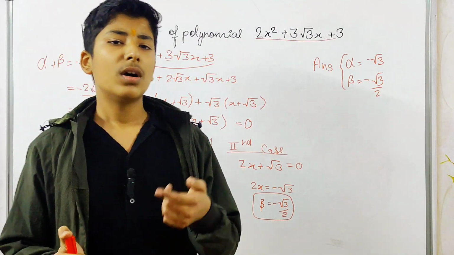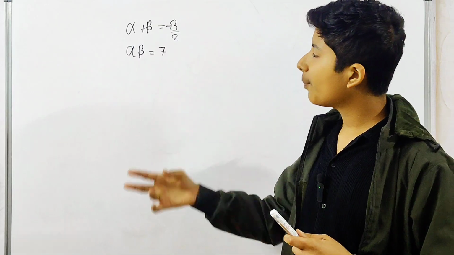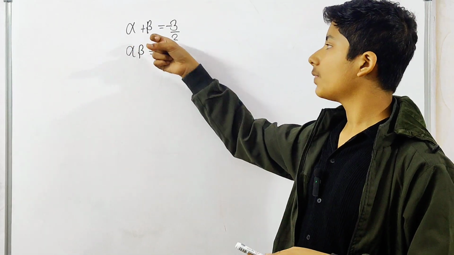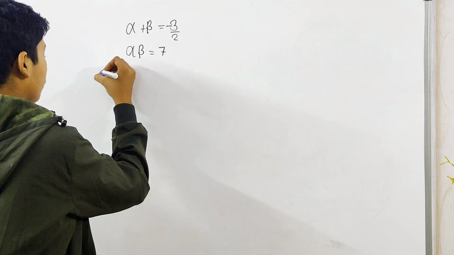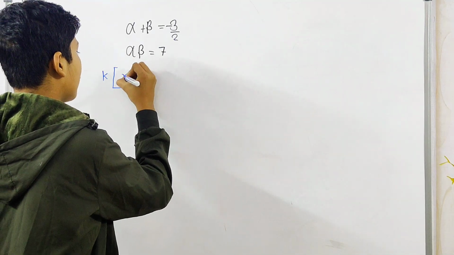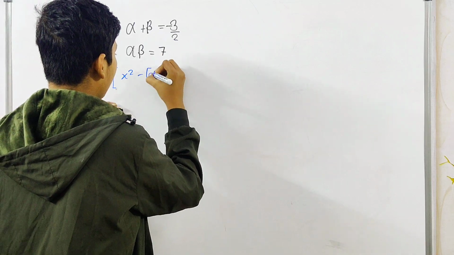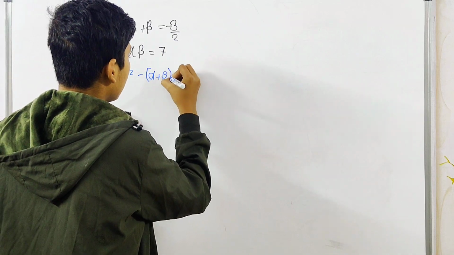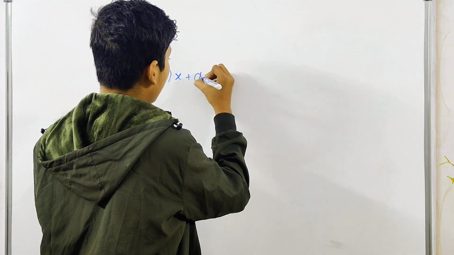Okay. Now we will do one more question related to this. Over here we have to find the polynomial; the sum of the zeros and product of the zeros have been given to us. So what was the formula? The formula was k into x square minus alpha plus beta into x plus alpha beta.